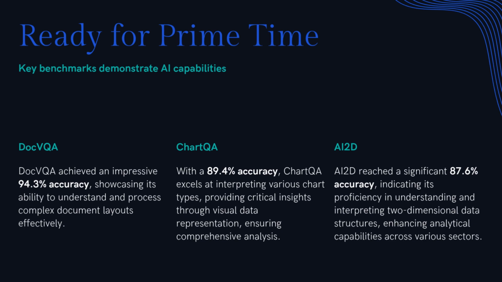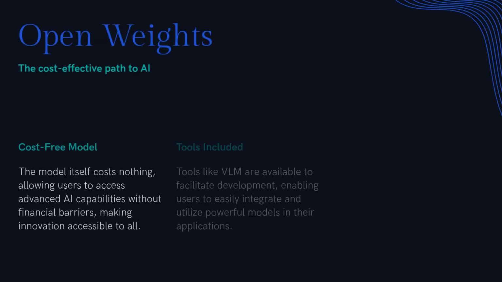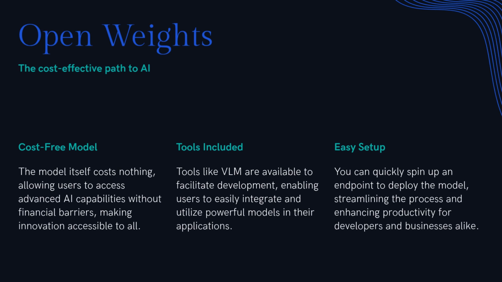And visually complex stuff like charts. Also very strong. On ChartQA, it's scoring 89.4%. And for really technical diagrams, think engineering schematics, it gets 87.6% on the AI2D benchmark. These aren't just lab numbers. They target real enterprise bottlenecks. Okay, high performance, specialized for documents. This leads to the big question.